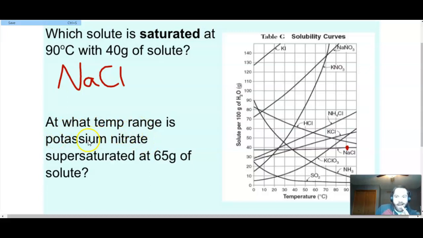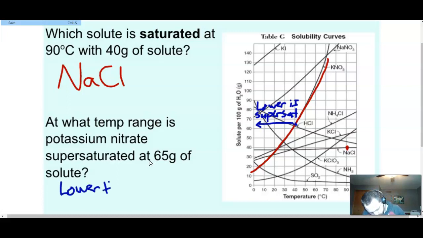At what temperature range is potassium nitrate supersaturated? So I'm going to see potassium nitrate is right here. So that is going to be that line. At 65 grams, I'm just going to find 65 grams on that line, which is right about there. And so it would be anything lower is supersaturated. So with that, that looks like lower than 40 degrees Celsius.